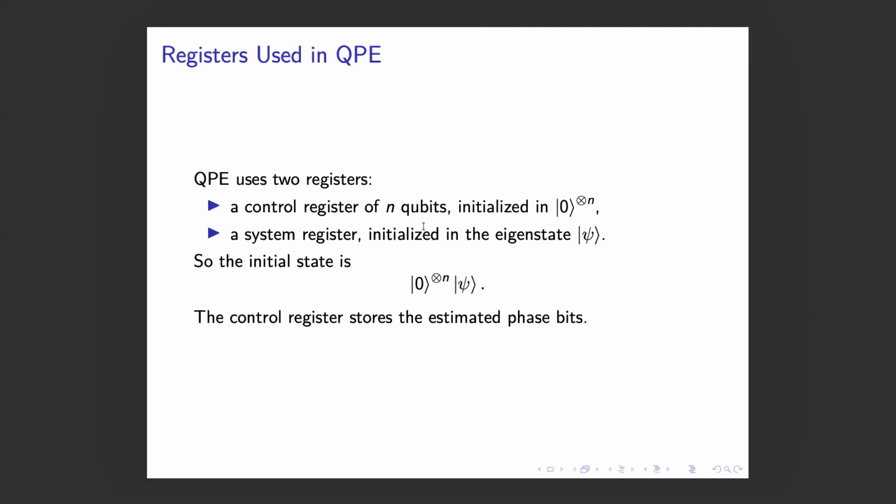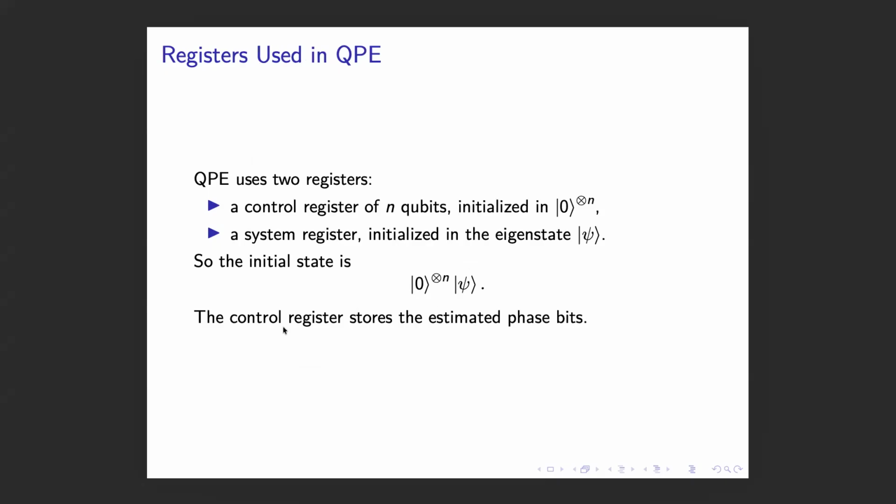So it uses two registers. Sorry, but I'm going to use these slides. There's a control register of n qubits, which are typically initialized as a tensor product of zeros. This notation here means you have n qubits, and this is initialized. And then you have a system register, which is initialized in a state psi. So the initial state of the system is the tensor product of these two states.